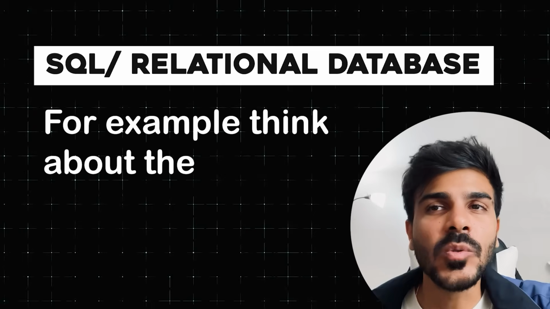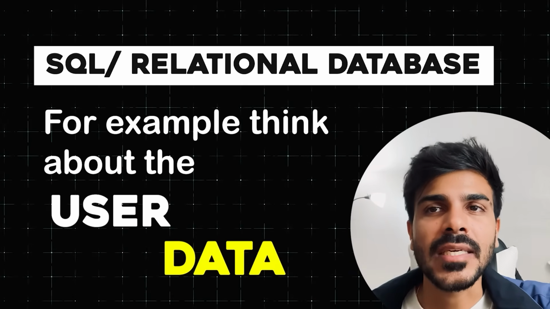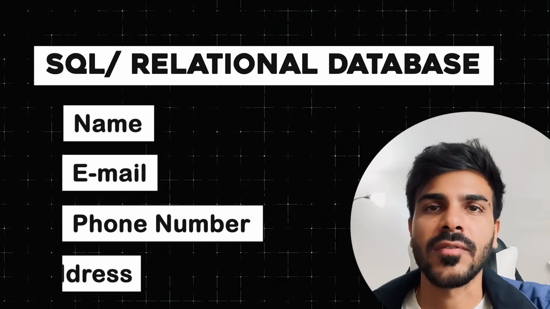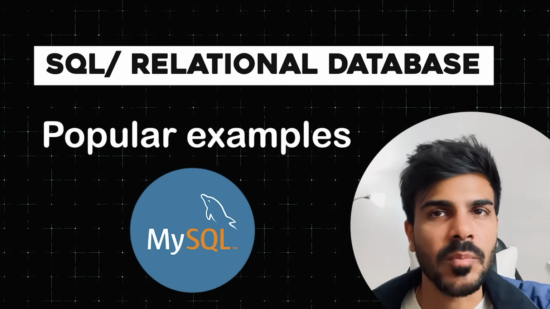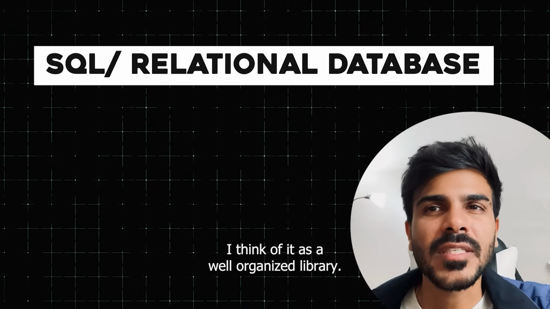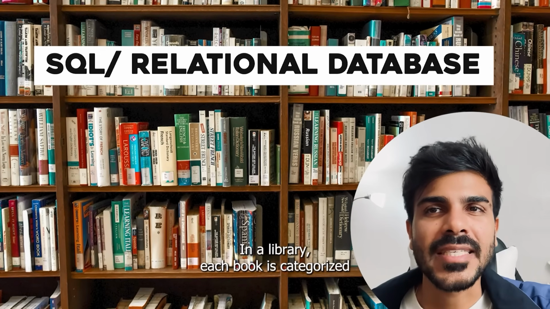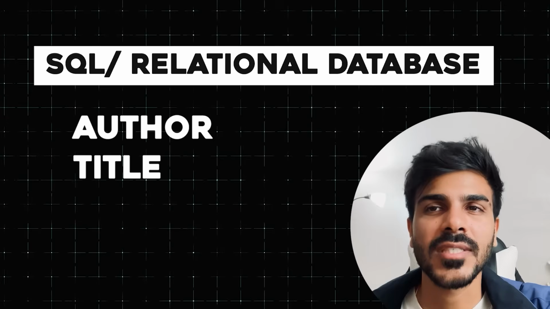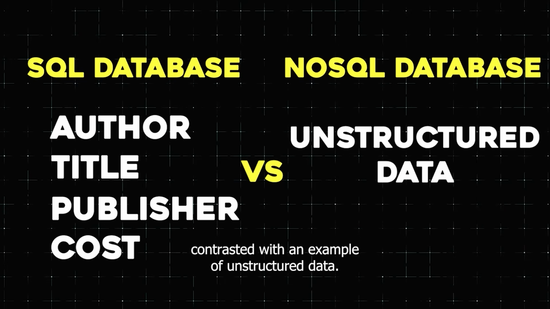For example, think about the user data. It's structured. Why? Because it can be organized into predefined fields like name, email, phone number, and address. Some popular examples of relational databases are MySQL and Postgres. Now, when I try to think of a relational database, I think of it as a well-organized library. In a library, each book is categorized and placed in a specific location based on its author, title, publisher, and cost. Now contrast it with an example of unstructured data.